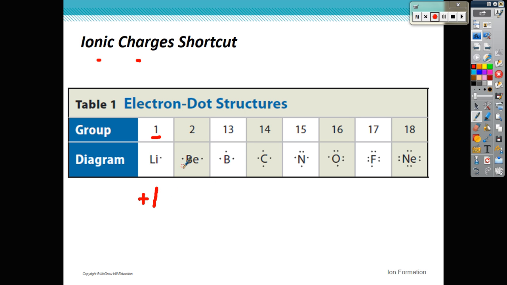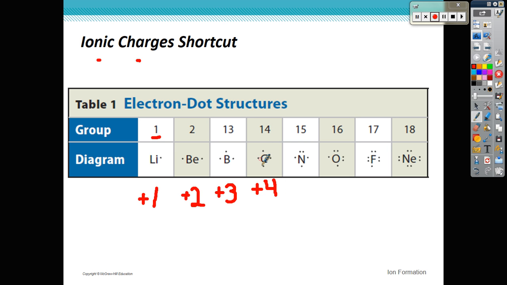Group 2, everyone has 2. They're all metals, so they'll lose those 2. And when you lose 2 valence electrons, you become positively 2 charged. Group 3, if you're losing 3, your ionic charge will be +3. If you are in group 4 and you are a metal losing 4 electrons, then you will be +4.